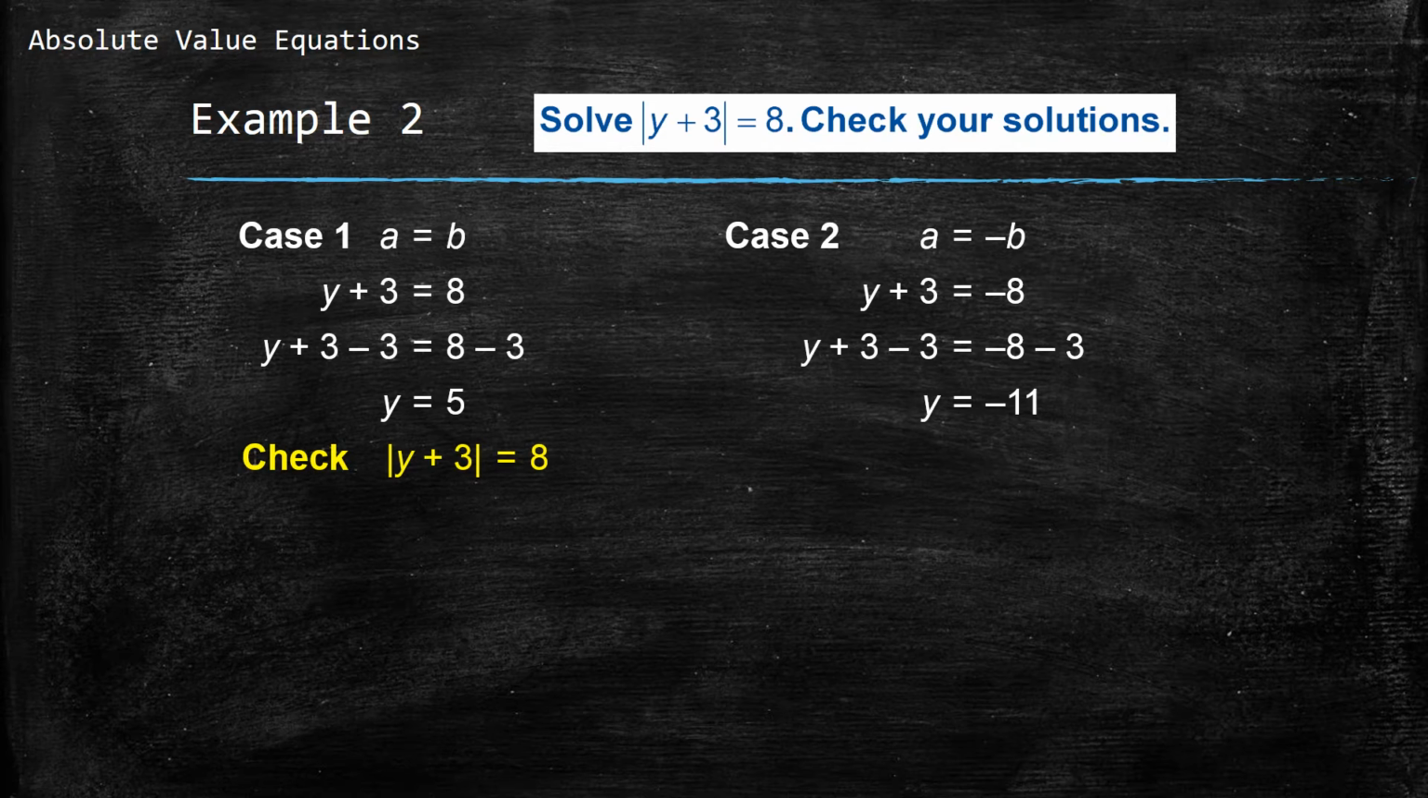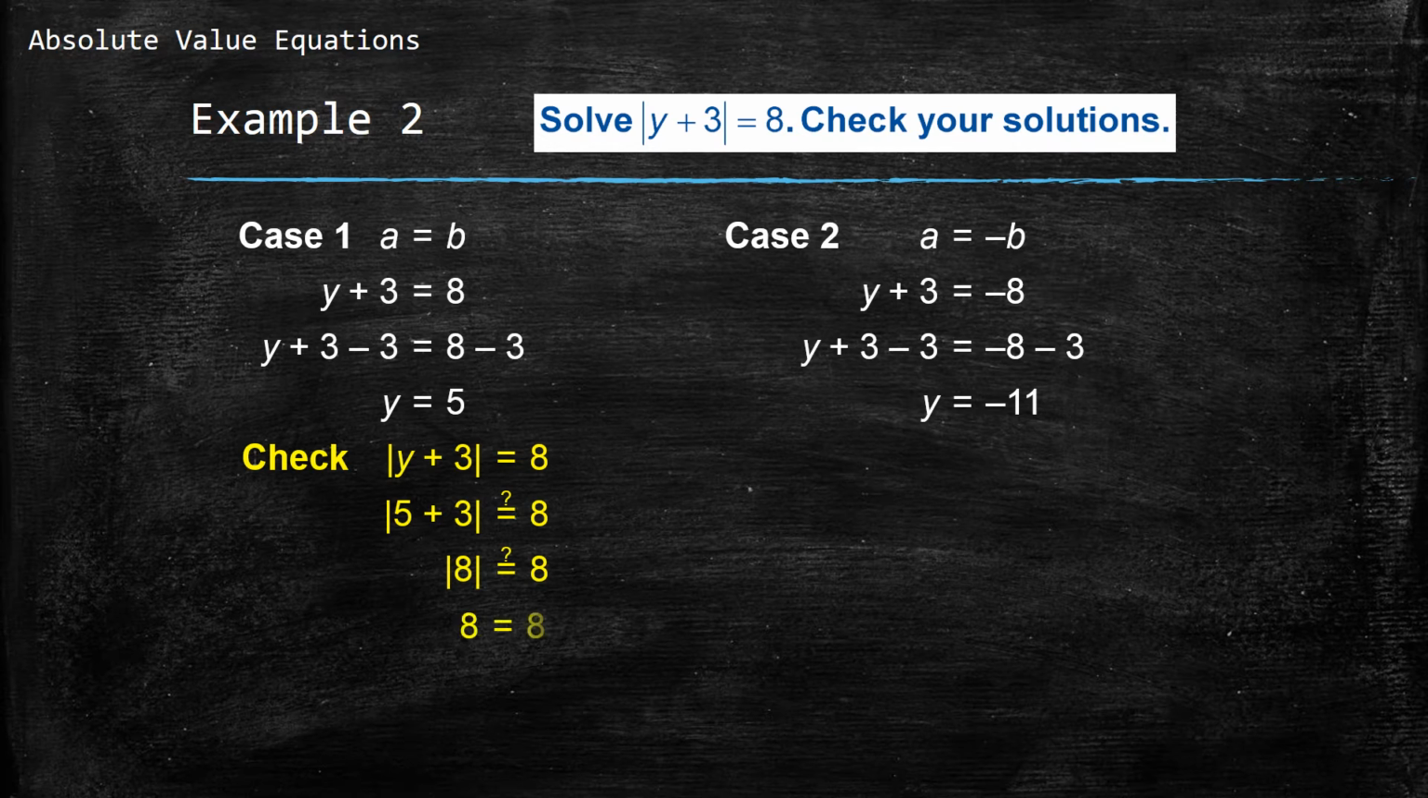Now it's time to check your solutions. You always have to go back and check your solutions to ensure that you don't have any extraneous solutions to your problems. Any answer that's an extraneous solution will not be included in our solution set. So the absolute value of y plus 3 equals 8. I plug in 5 for y, and I want to know, will the absolute value of this sum equal 8?